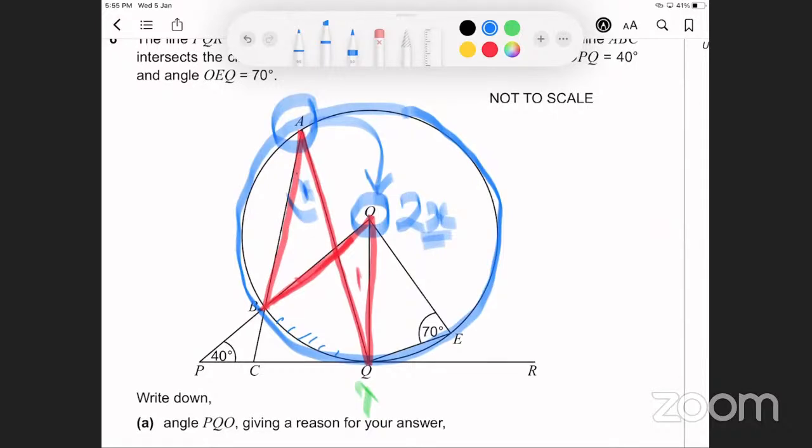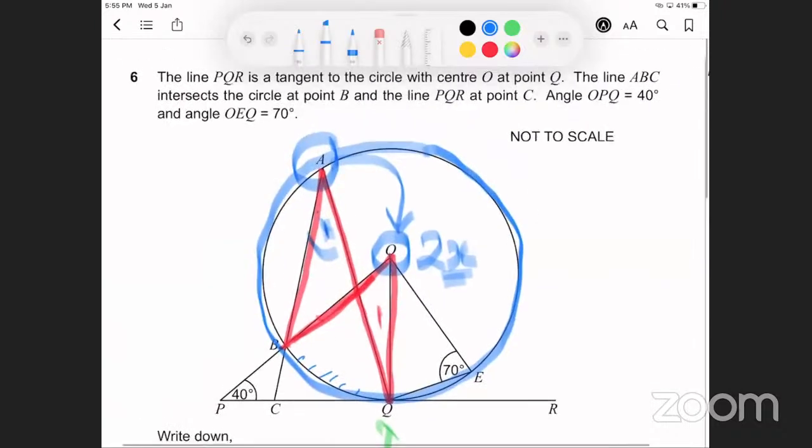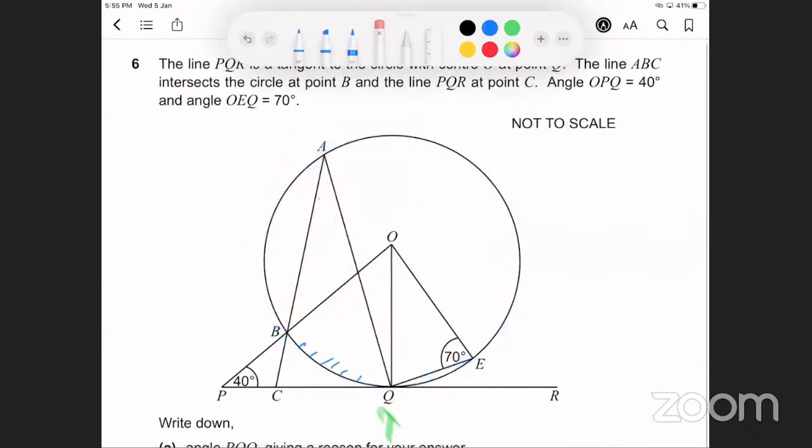Is that clear? And I think Miss has worked it out. She has shown you that if you look at this triangle, since this is 90, then this will now be 50, because the 50 and the 40 plus the 90 makes 180. And since this angle is 50, which is twice the size of the angle at the circumference, this angle will be 25. Does that make sense? Is that clear? Yes, sir.